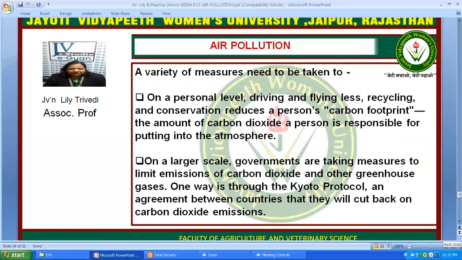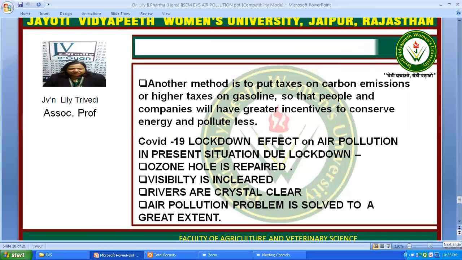So what are the measures which have to be taken? On personal, individual level, there should be less driving, less flying, reducing a single person's carbon footprint. That is the amount of carbon dioxide a person is responsible for releasing into atmosphere. On a larger scale, the government should take measures for limitations, like the Kyoto Protocol, that is an agreement between the countries to cut back carbon dioxide emission. Another is to put tax on carbon emission of gasoline so that people will have greater incentive to conserve energy and pollute less.